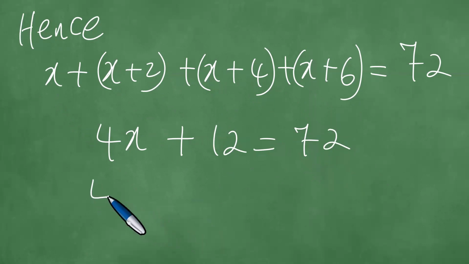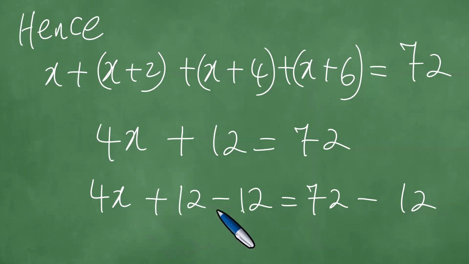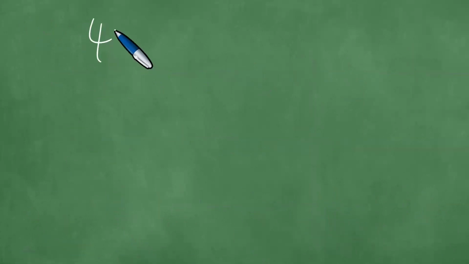So if you have an equation like this, then what we're getting is 4x plus 12 equals 72. Then we can subtract 12 to eliminate 12. We subtract 12 from the left, but also 12 from the right, like so. So we subtract 12 from both sides of the algebraic equation. So 12 minus 12 is 0, leaving us with 4x on the left. And on the right, you have 72 minus 12, which is 60.